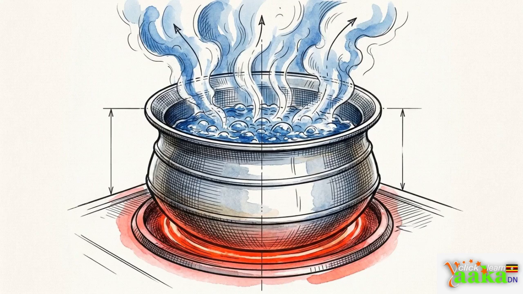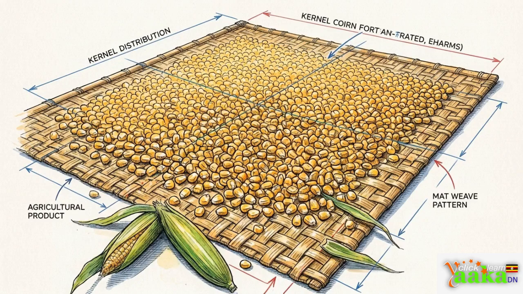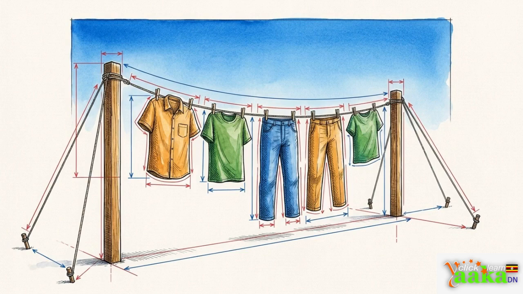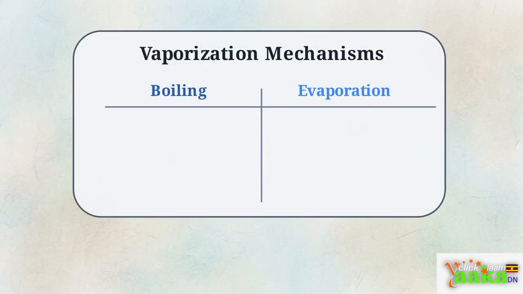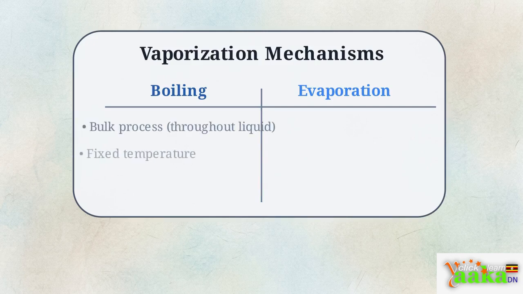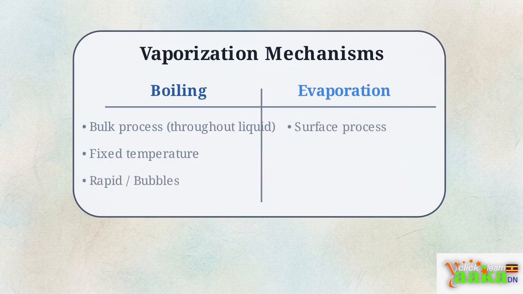Turning water into gas rapidly requires hitting 100 degrees on a stove. Yet farmers successfully dry freshly harvested crops, and we dry our laundry outside at normal room temperatures. This comparison table breaks down the two entirely different mechanisms for vaporization. Boiling is a rapid, bulk process that happens throughout the entire liquid at a fixed temperature. Evaporation, however, is a slow process that happens only at the exposed surface of a liquid, and it can occur at any temperature.